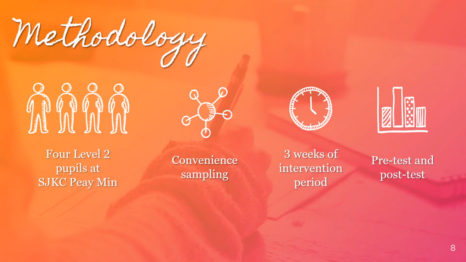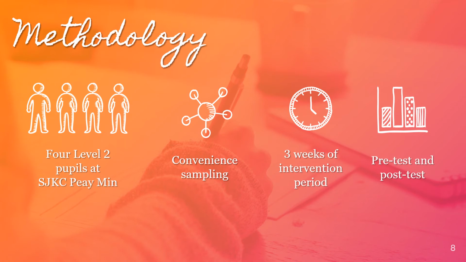So I conducted this action research with 4 level 2 pupils at SJKC Peiming, because it is one of the smaller schools in Johor, and there are only 4 level 2 pupils there, so I took all of them. That's why convenience sampling has been applied, because they are the only pupils that I have in my school. Also, I conducted this for 3 weeks, starting from March to April.